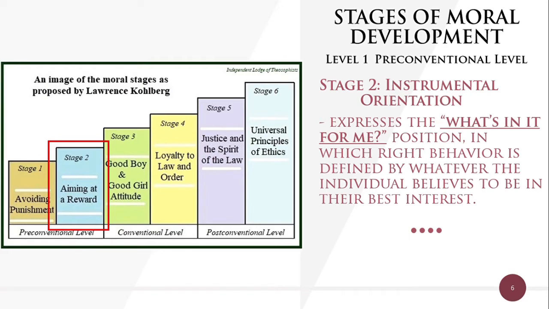Now for stage 2, okay? It's not more on pleasing and following the orders of the elders or the teachers, but more on, I will follow your rules, okay, if there is something in it for me, okay, if I will gain something from it. Okay, so that's stage 2, all right? But yes, these two are under the pre-conventional level because the kids or the children in these stages don't have yet the concrete concept of morality.